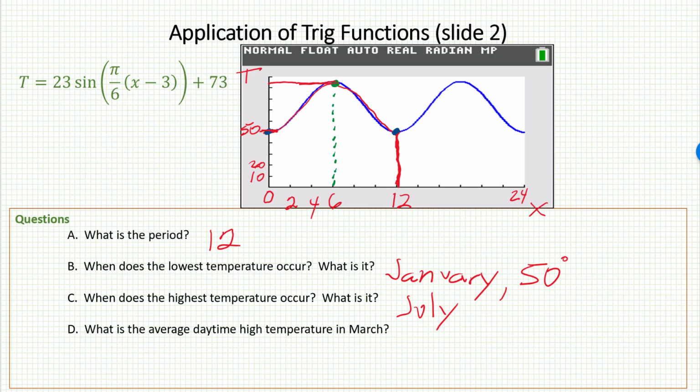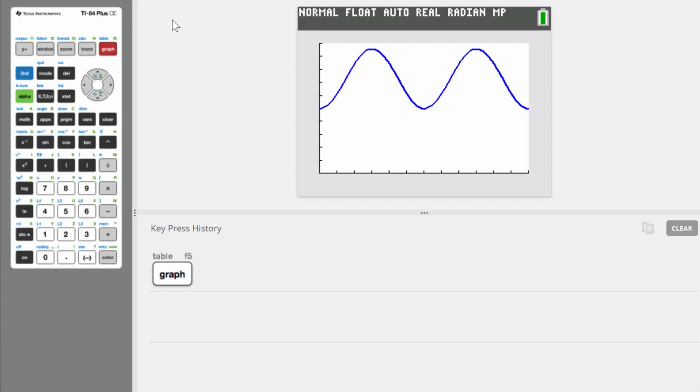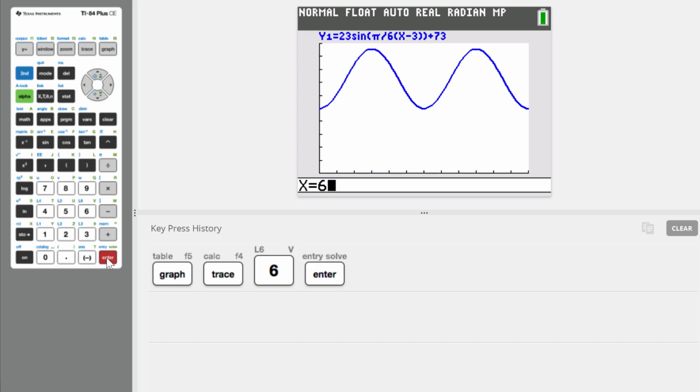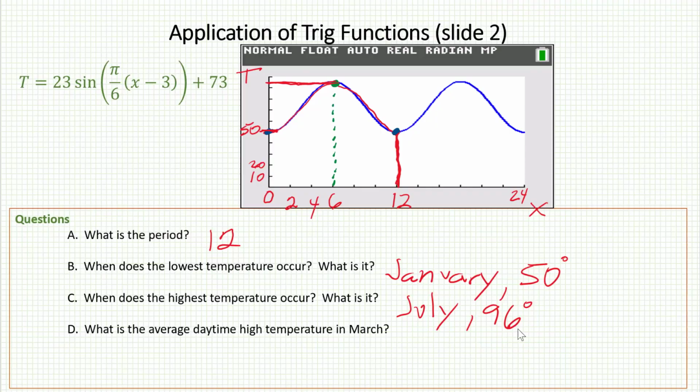I don't think it comes out to be a perfectly nice value, but if we go back to the calculator, we can easily find it. I would just use that trace function, and then I would type in 6, hit enter, and then I'll have it. So it looks like 6 months, which we've determined to be July, goes with an average daytime high of 96 degrees.